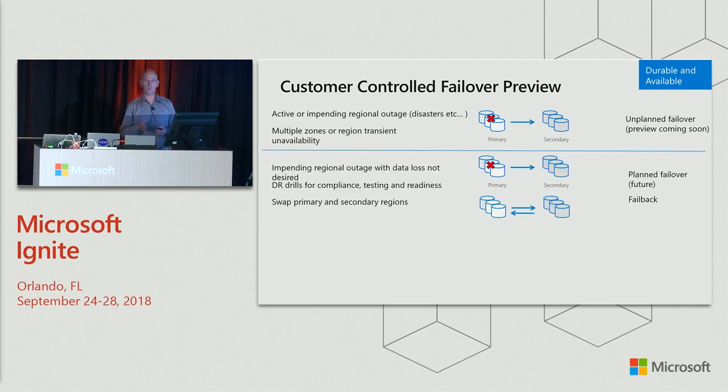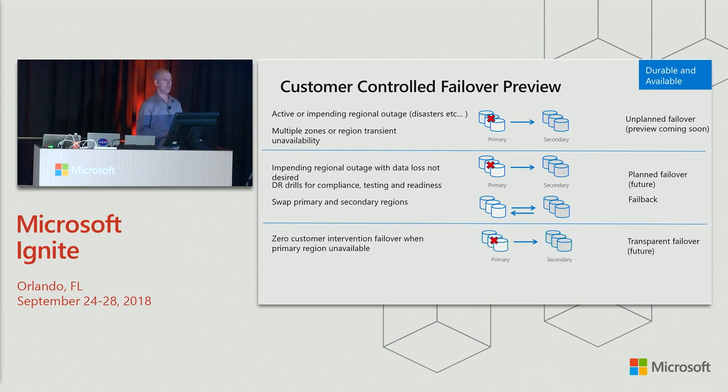The second scenario, which we'll bring out after that, is a planned failover. So if you're doing a DR test, or for whatever reason you want to fail over from your primary to your secondary, you can do so without any data loss that we would actually have with the unplanned failover. And that will also allow you to swap back.